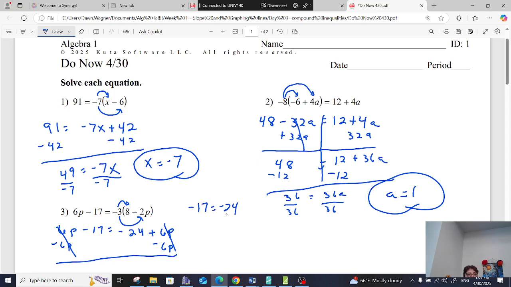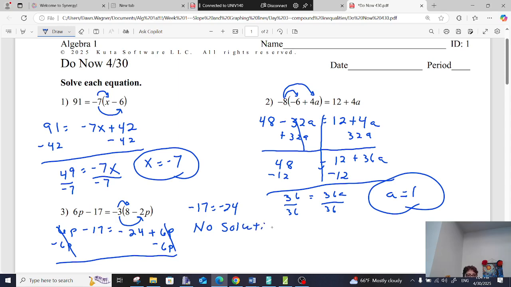I can't just give that as an answer. Somebody said it over here. Who said it? Say it loud. No solution. That's right. When the variables fall out and the numbers that are set equal to each other are different, then this is no solution.